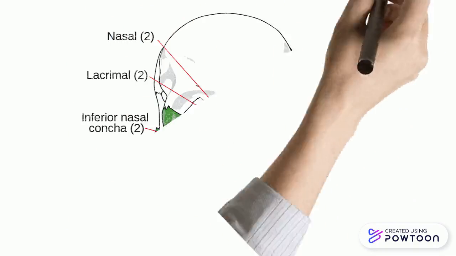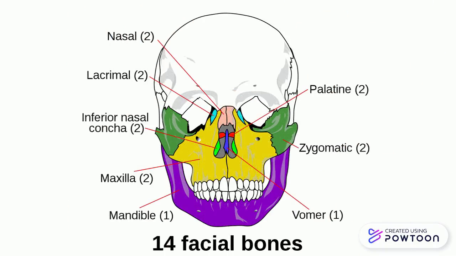For facial bones, there are 2 nasal bones, 2 maxillae, 2 zygomatic bones, 1 mandible, 2 lacrimal bones, 2 palatine bones, 2 inferior nasal conchae, and 1 vomer.